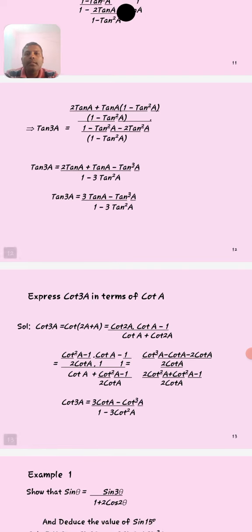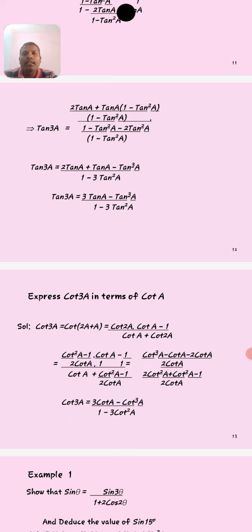Tan 3a is equal to tan a. We have to do the simplification, and doing the LCM part we get 2 tan a plus tan a into 1 minus tan square a divided by 1 minus tan square a. And also we have to total divided by 1 minus tan square a minus 2 tan square a, also divided by 1 minus tan square a. Here 1 minus tan square a, 1 minus tan square a cancel.